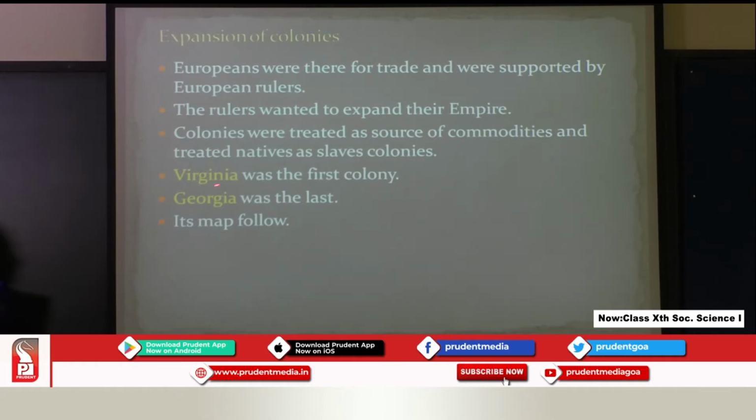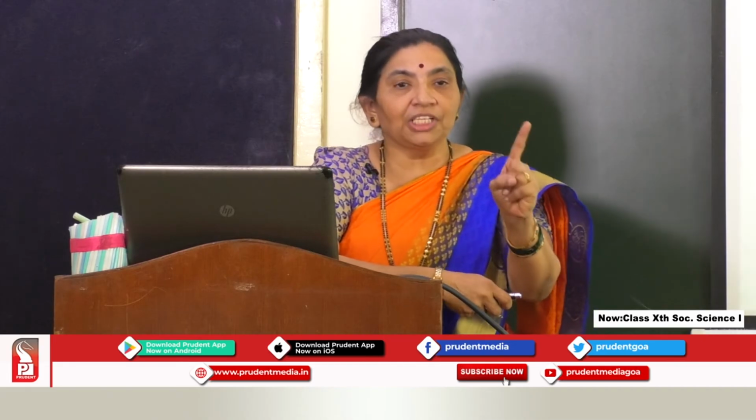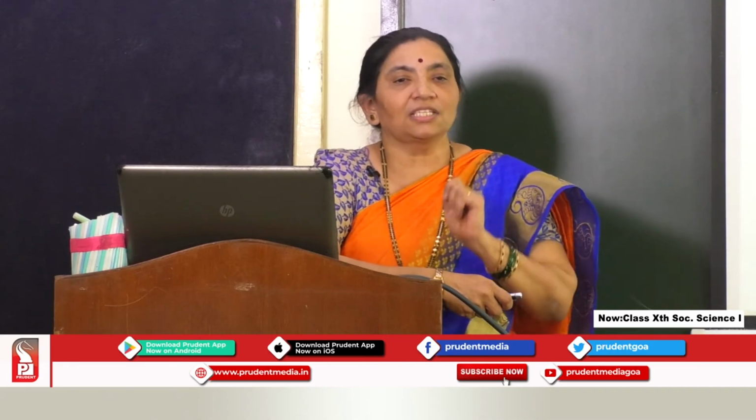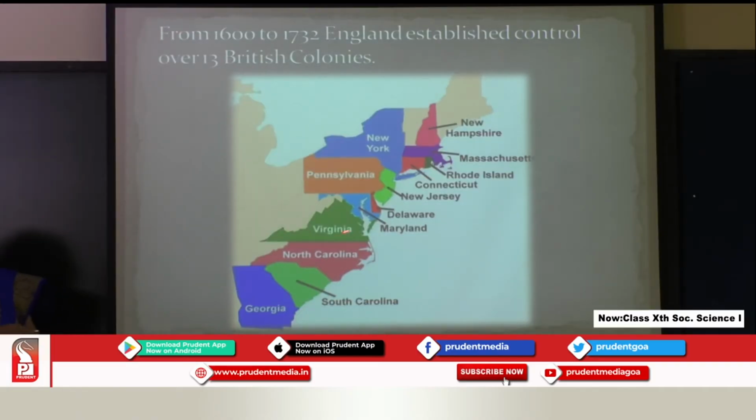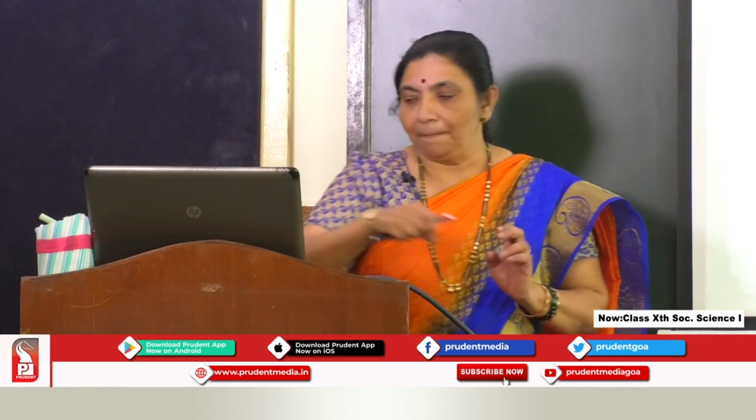Here you can see Virginia was the first colony, and the last colony among the 13 was Georgia. So first one is Virginia and the last one is Georgia. Let us see them on the map. Here now, students, you all can see Virginia here. This was the first colony, and this is Georgia. This was the last, that is the 13th colony. These are the 13 colonies which England had acquired in America.